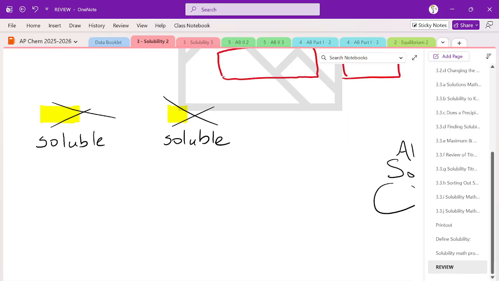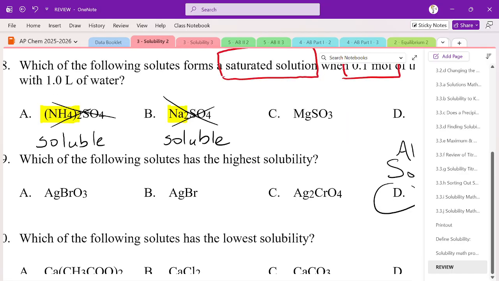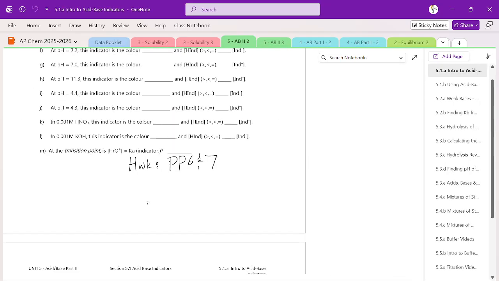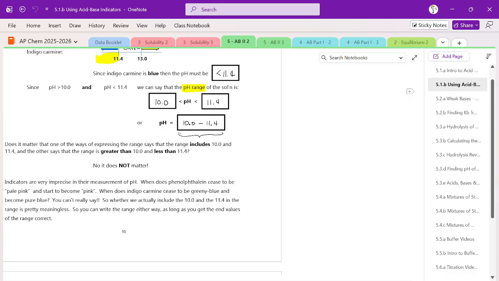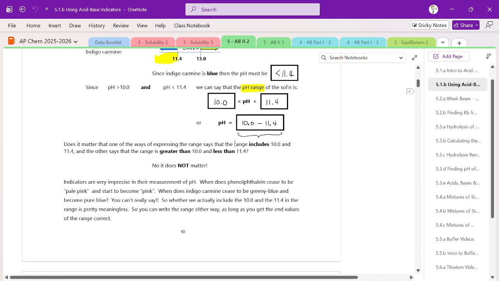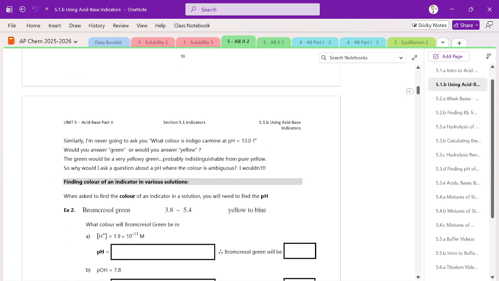Okay. Any other questions? And we were good with the indicator stuff? Okay, excellent. In that case, we will go to, we were looking at acid-base indicators on page 10, so we're going to be on page 11.